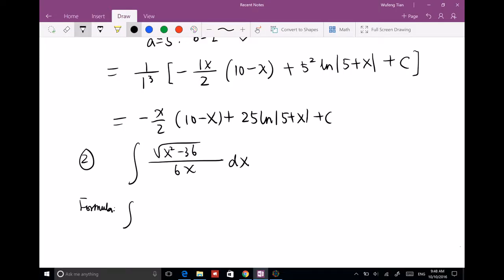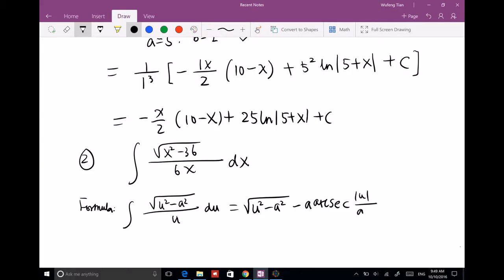Okay. It is the integral of square root of u squared minus a squared over u du. Maybe I just use x, then you can directly match the x. You don't even have to worry about what is u, what is x, right? So it equals square root of u squared minus a squared, minus a arc secant of u over a, plus c.